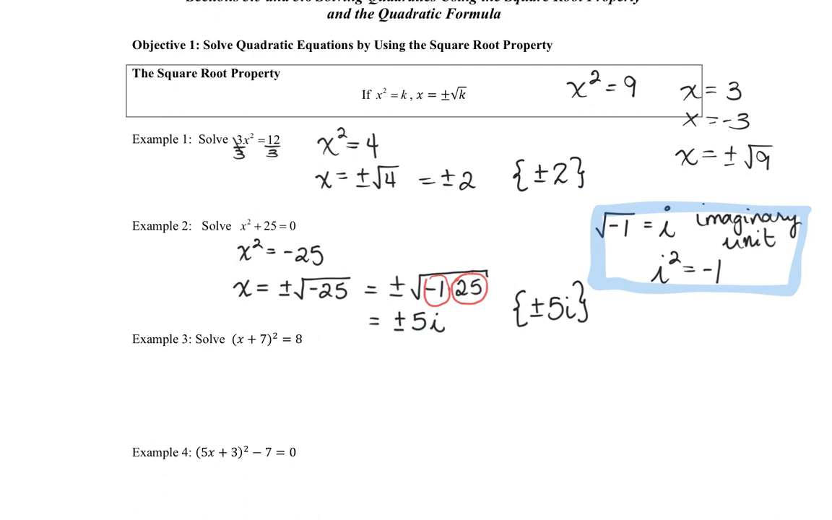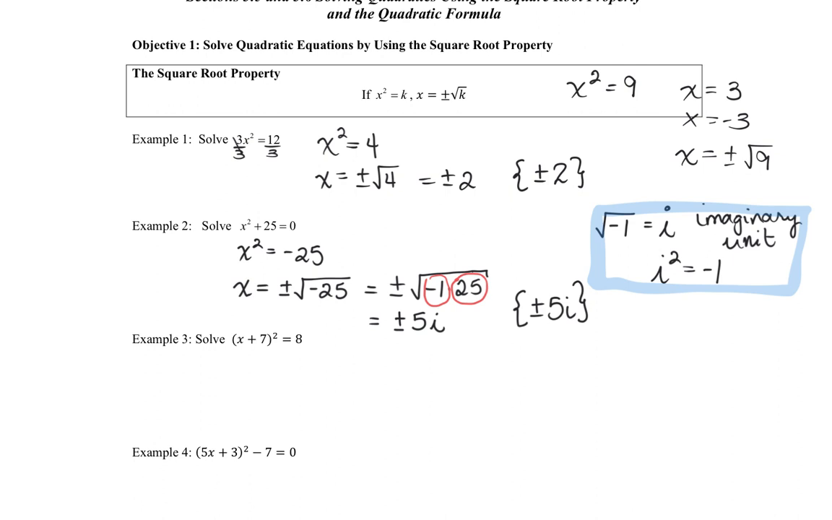So that's just something to tuck in the back of your mind. You know, if we're talking about functions, we want to be able to graph those functions, and imaginary numbers don't show up on the plane. So we typically only talk about imaginary solutions when we're talking about solving equations, not if we're talking about functions.